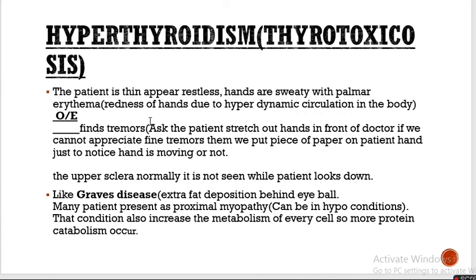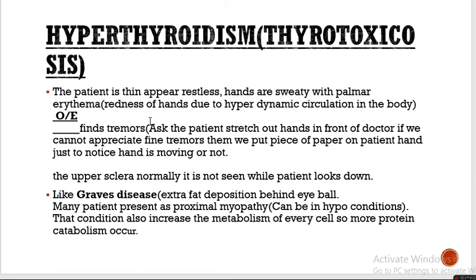On examination you find tremor. You can ask the patient to stretch out the hands in front of you, and if you cannot find tremors, then you can place a piece of paper on the patient's hand. When you place the piece of paper on the hand, you will notice whether there is any hand movement or not. If there is hand movement, it means fine or resting tremors. If there is no movement, it means there is no tremor.